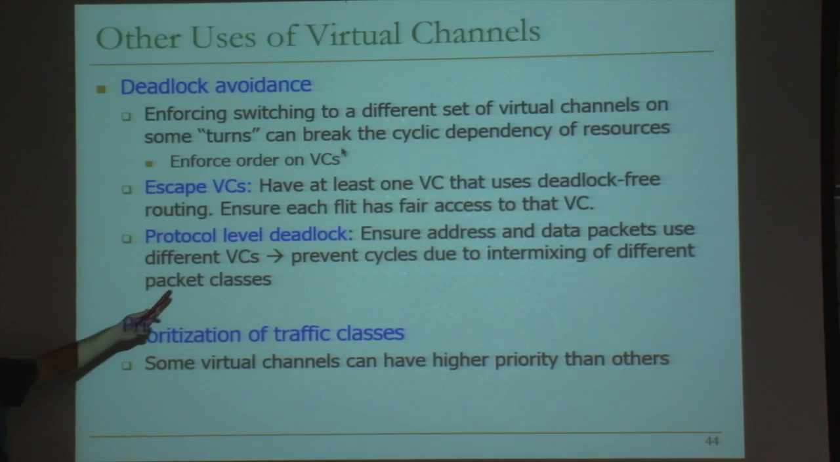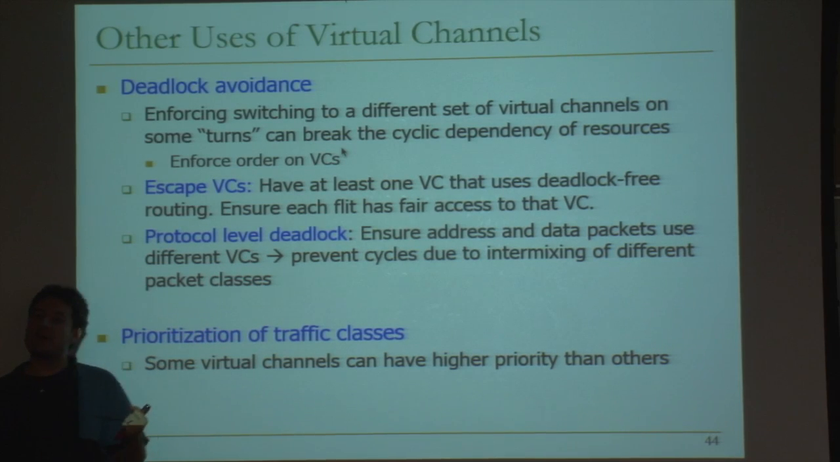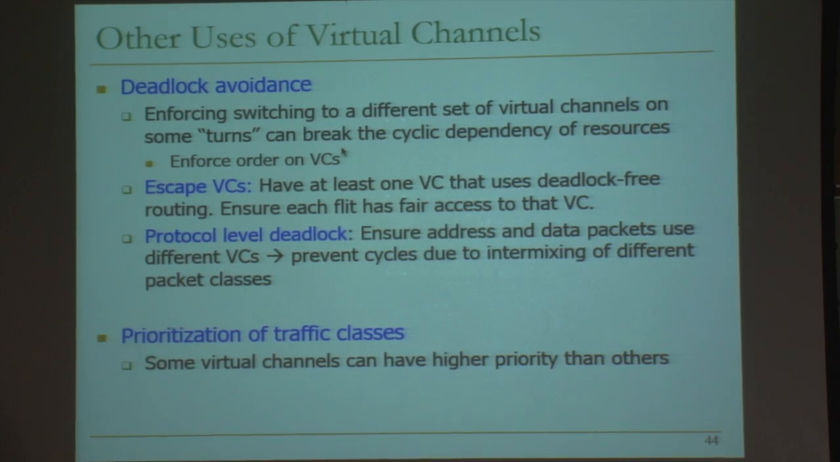You can also use VCs for isolating traffic and avoiding deadlock at the protocol level. If I have a network with requests and responses, for instance for cache message exchanges, you usually don't want to mix them in the same VC, because if a response is waiting on a request and a request is waiting on a response, you have a cyclic dependency. So it's typical that you place requests on VC 0 and responses on VC 1. You can assign different VCs to different types of traffic and avoid deadlocks.